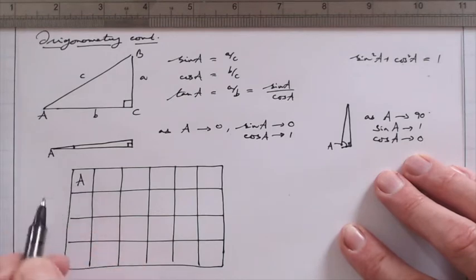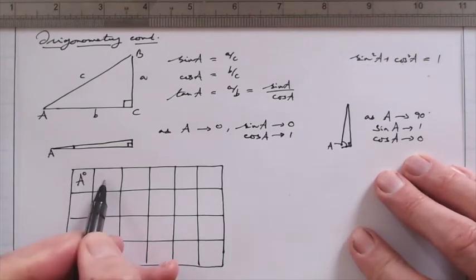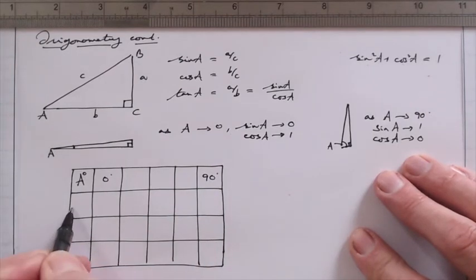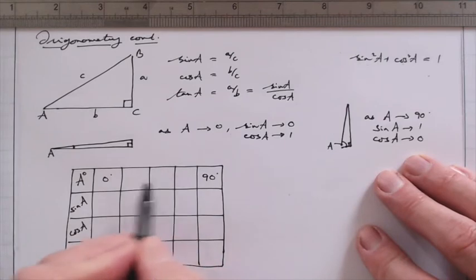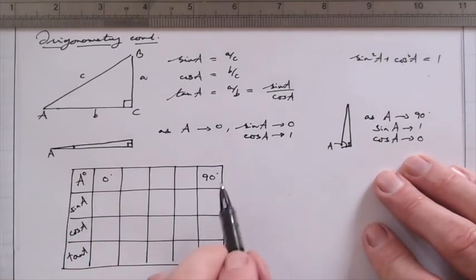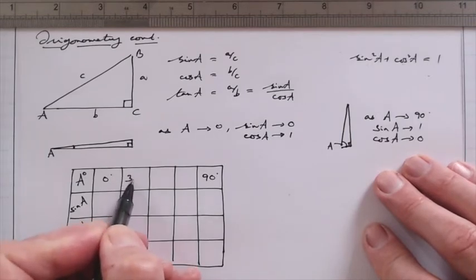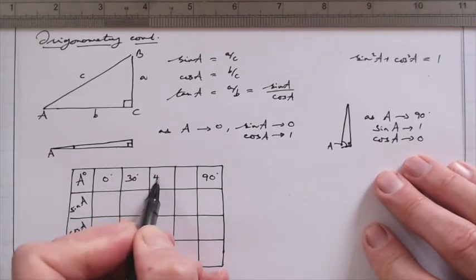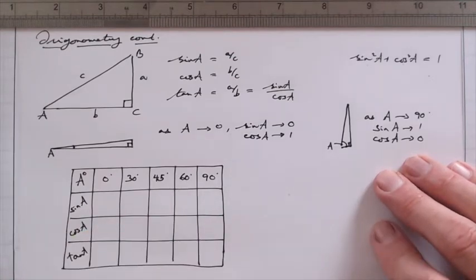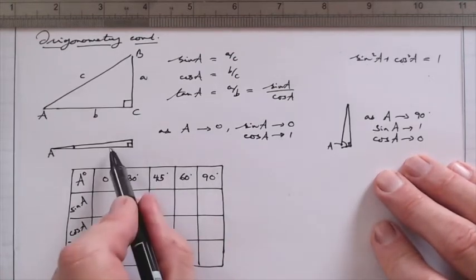So the angles I want to look at are 0 degrees and 90 degrees. I want to ask about the sine of A, the cosine of A, and the tangent of A. And I'm also going to look at some special angles. There are 3 angles between 0 and 90 where some simplification happens. These are 30 degrees, 45 degrees, and 60 degrees.